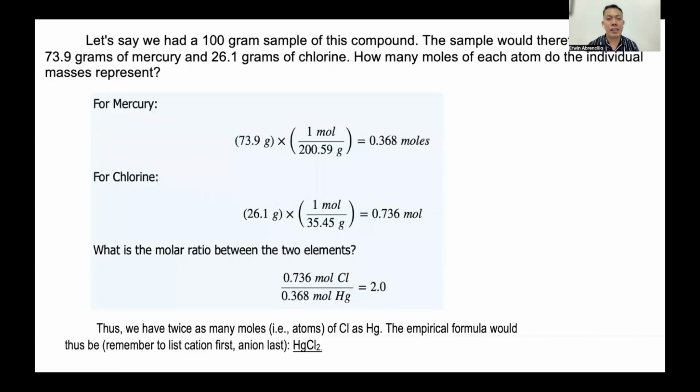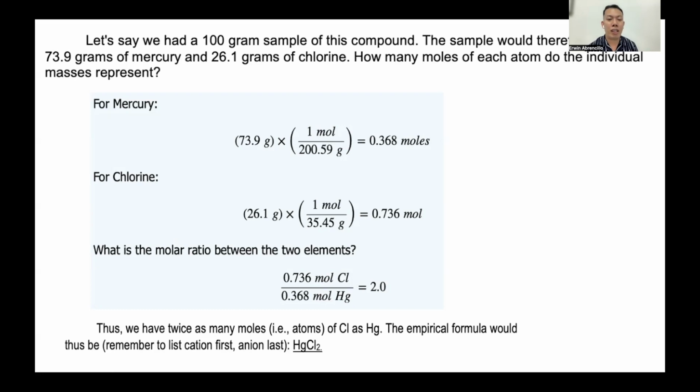So let's say we had a 100-gram sample of this compound. The sample would contain 73.9 grams of mercury and 26.1 grams of chlorine. How many moles of each atom do the masses represent? First, for mercury, we have 73.9 grams, which is the given, and the molar mass of mercury is 200.59 grams. So 73.9 grams divided by 200.59 grams is 0.368 mole.